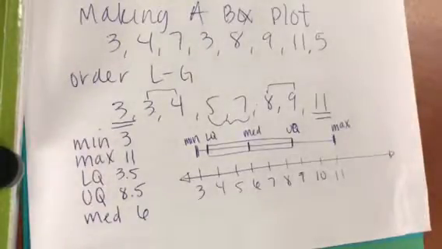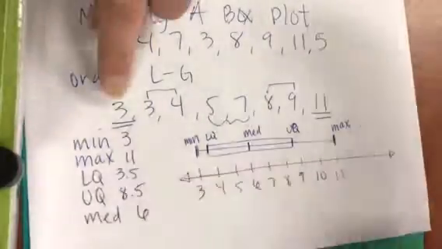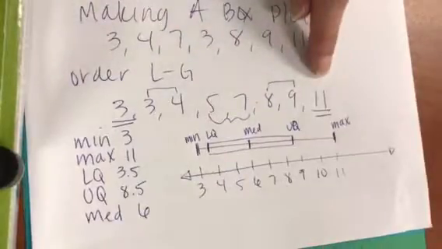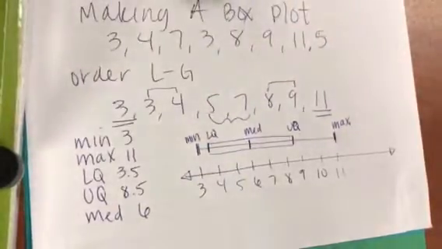Very good. So here's what we're going to do. Minimum and maximum are the easiest ones to find. So 3 and 11. Here it is. I went ahead and highlighted. Here's your minimum. Here's your maximum. And then your median is also the easiest to find.